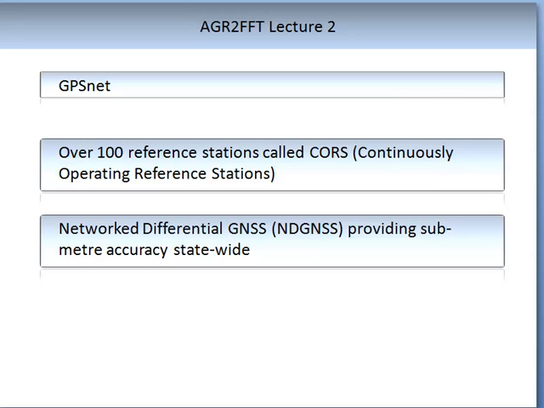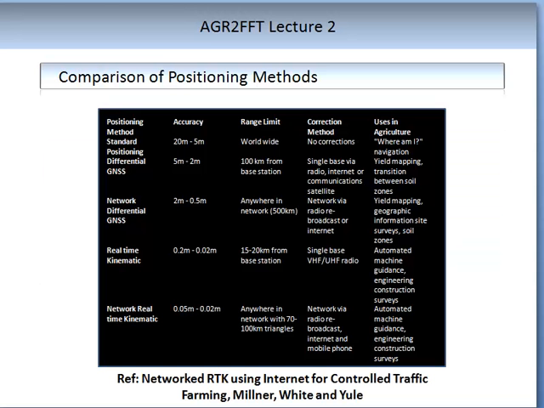In the GPS network, there are over 100 reference stations, which are called CORS, or Continuous Operating Reference Stations. Network Differential GNSS provides sub-meter accuracy statewide. This facility has been a significant improvement in the accuracy and the ability for this technology to be used effectively in agriculture. The following table presents a comparison of positioning methods that are currently commercially available.